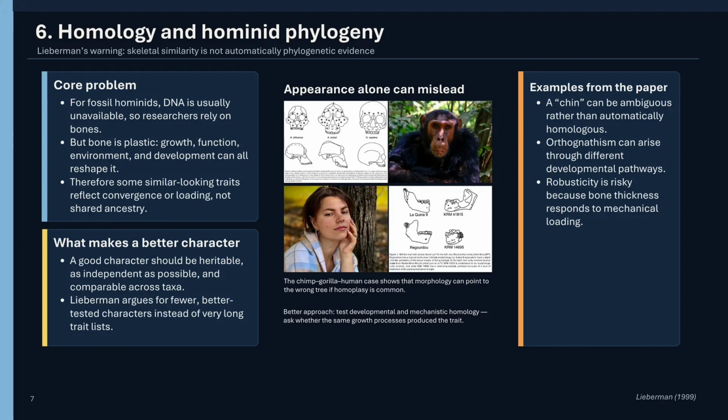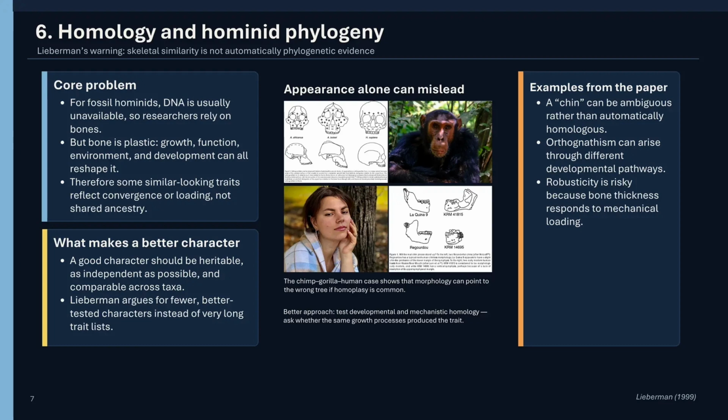A useful character should be a natural unit. It should be discrete and/or quantifiable. It should vary more between taxa than within taxa. Its derived versus ancestral state should be identifiable. It should be as independent as possible from other characters. It should be heritable. And it should compare the same kind of unit across taxa, which leads us directly to the problem of homology.